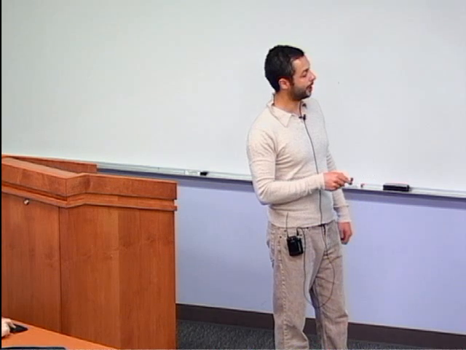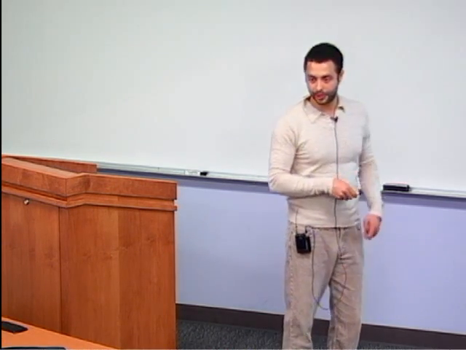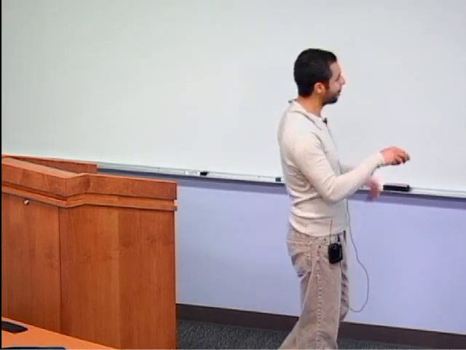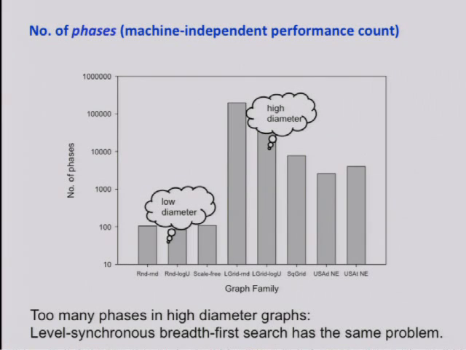This is scale-free graphs. This is some random Erdős–Rényi graphs, which I haven't talked about much. But this is scale-free graphs like social networks. And the number of phases that are needed is just 100, which means your span is only 100, essentially. But for high-diameter graphs, you can see that this is quite a lot. You won't get too fast.